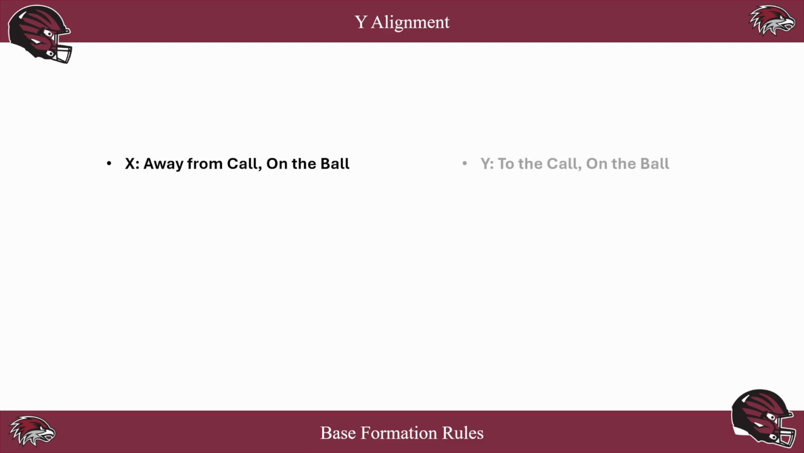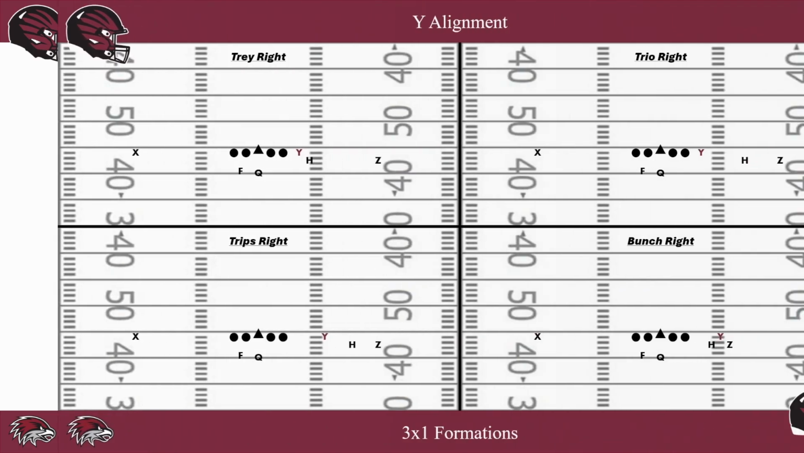Next, let's talk about the rules for the Y alignment. The Y aligns to the call on the ball. He'll usually align as an inline tight end with his hand in the dirt, but will occasionally split out wide in a 2-point wide receiver stance.